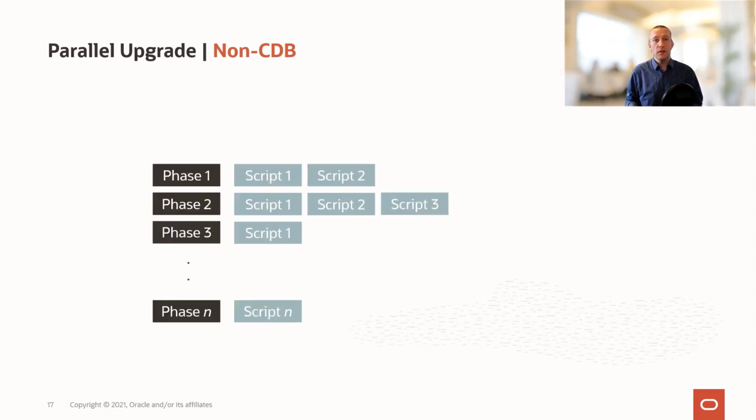The upgrade itself is divided into a number of phases. Each of the phases contains a number of scripts. When you start the upgrade, the parallel processes or the workers will start to work on the scripts in phase number 1. Common to all the phases is that the upgrade can't proceed to the next phase until all the scripts have completed in the current phase.